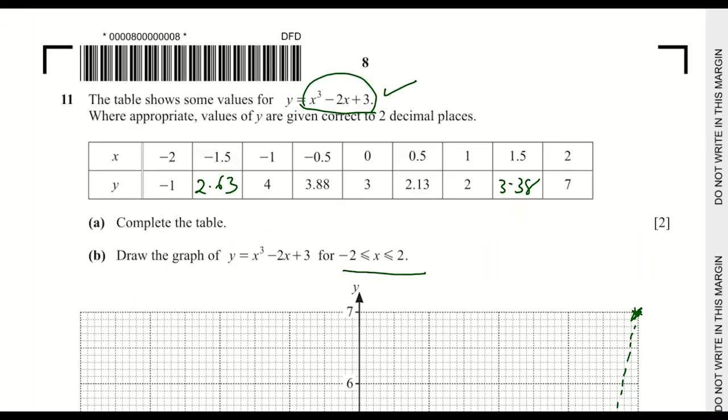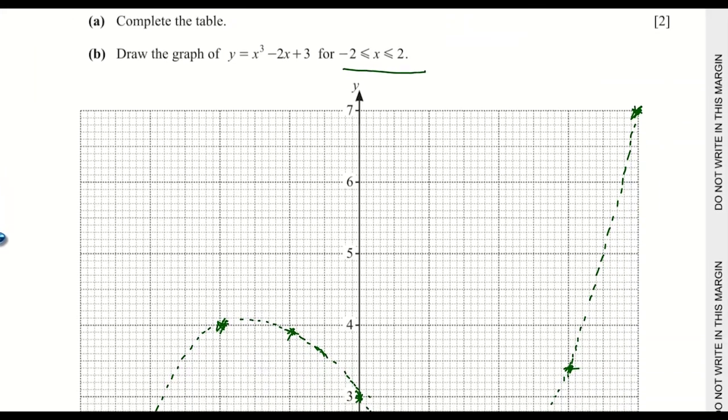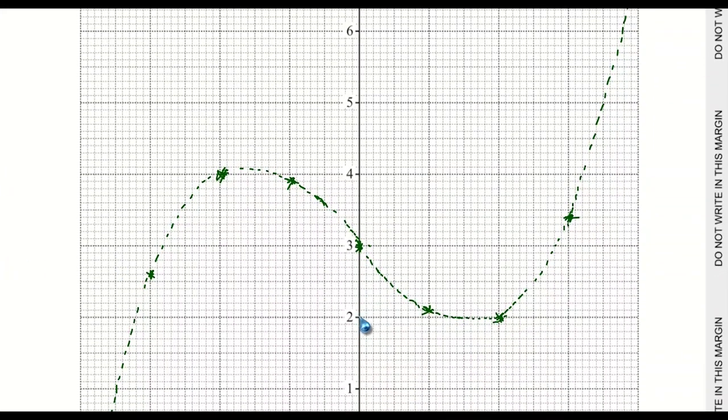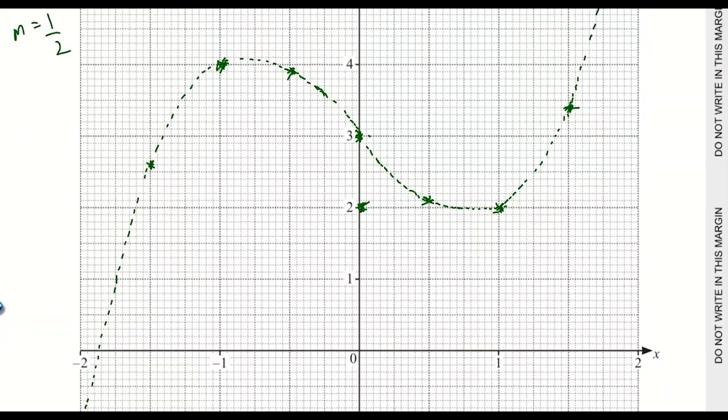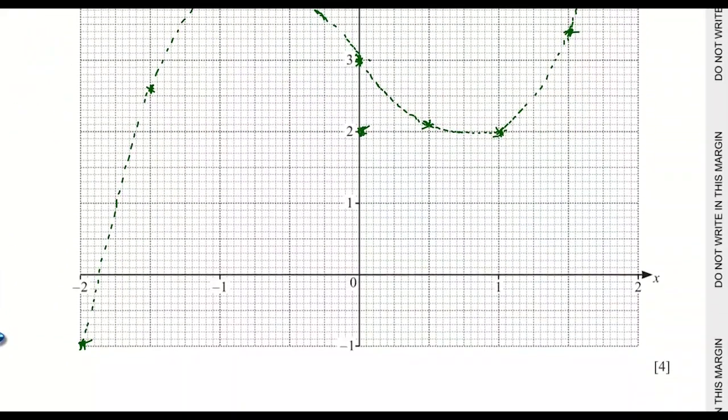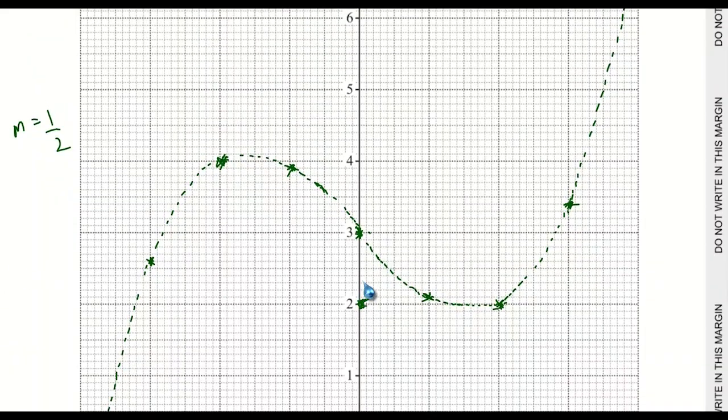So let's go back to the grid. The intercept on the y-axis is 2, so we have a point here. And from the gradient, m equals 1 over 2, you rise once, then you move forward 2 times. So rise once, move forward 2 times. It's going to be somewhere here, then this is 1 and 2.